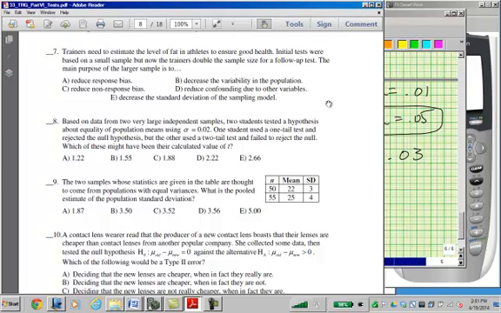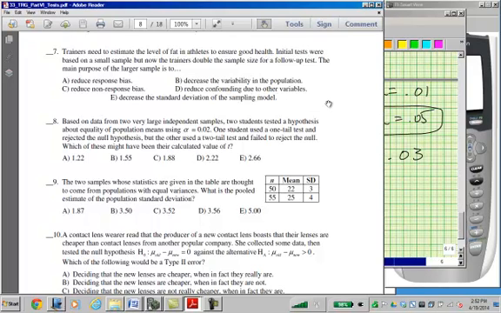B, decrease the variability of the population. Let's get one thing really clear here. You're taking your little sample, it's not changing the population. You don't decrease the variability. The only thing you can change is your sample. Reduce non-response bias. Doubling the sample is not going to reduce that.